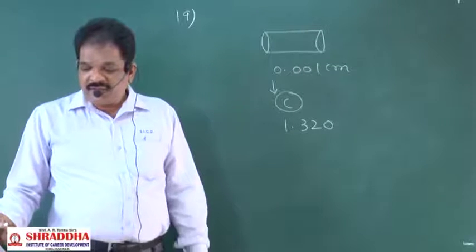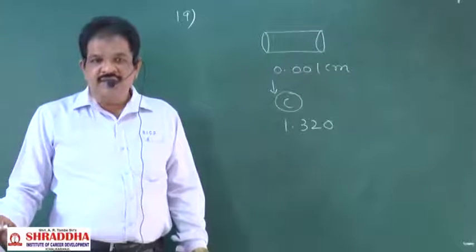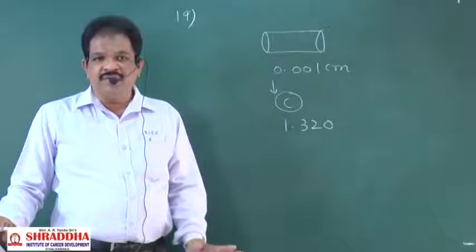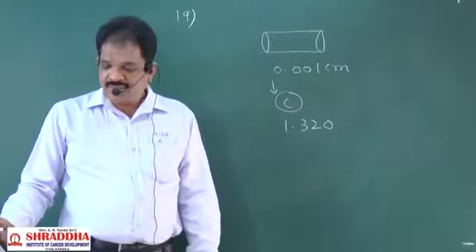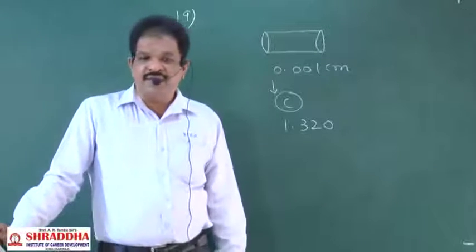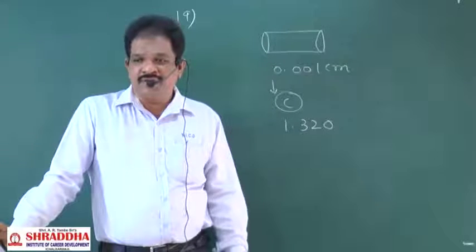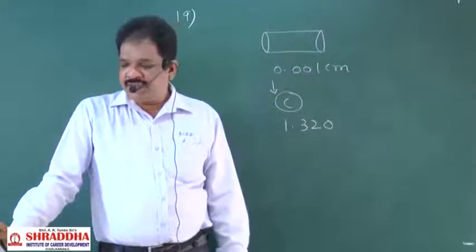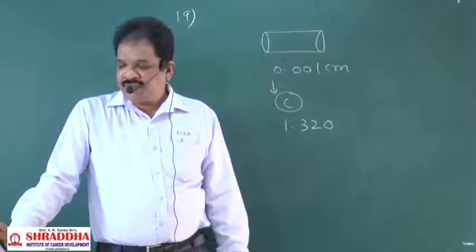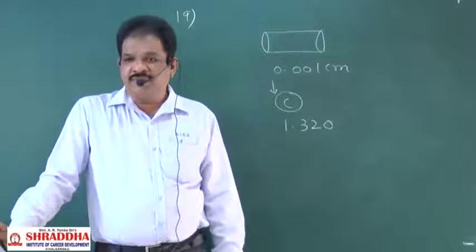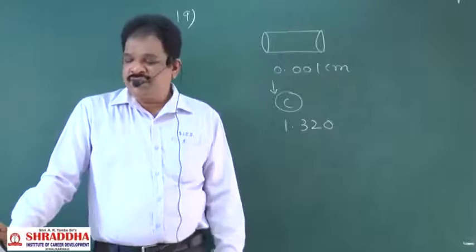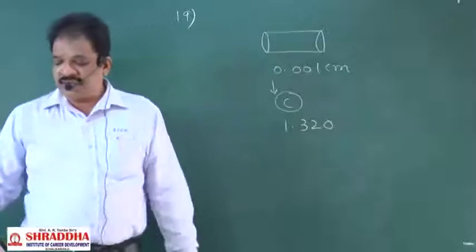Clear? Why first option is not correct? After decimal point, only 2 digits are there. Why second option is not correct? After decimal point, only one digit is there. Why fourth option is wrong means after decimal point, 4 digits are there. That's why they are not the correct answer.